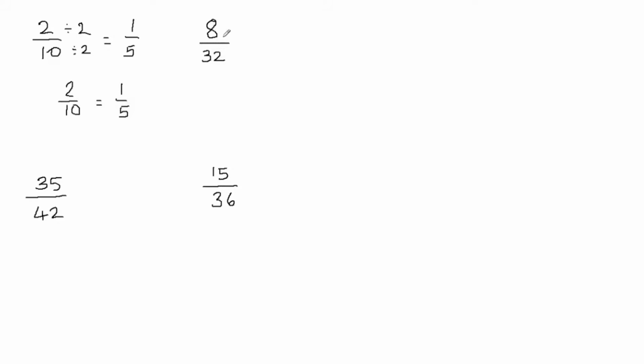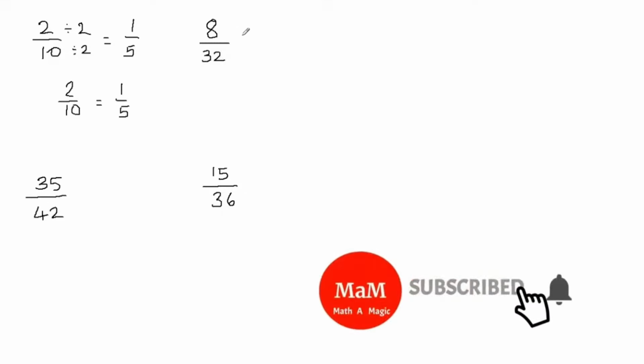Now let's take a look at this example, 8 divided by 32. All we need to do is think of the greatest number which can go evenly into 8 and 32. Well, the greatest number which can divide into both 8 and 32 is 8. So I will divide my numerator and the denominator by 8 in order to reduce this fraction.